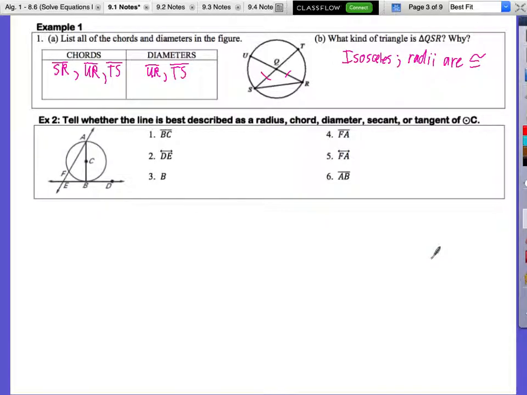So SQ and RQ are also congruent to UQ and TQ. Yep, good question. Okay, example 2.